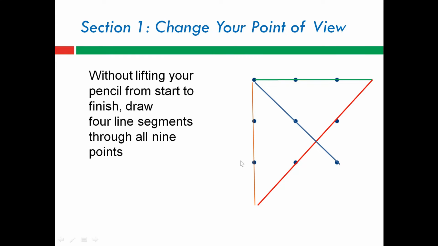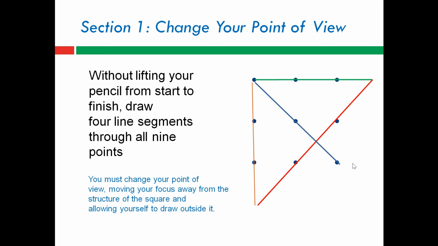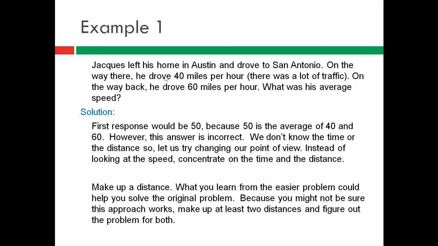You see, the solution did exactly what we're asked to do. We drew 4 line segments without lifting our pencil, and we have passed all the 9 points. So we actually needed to change our point of view in order for us to leave the structure of the square and go beyond it to actually solve the problem. So let's see an example.